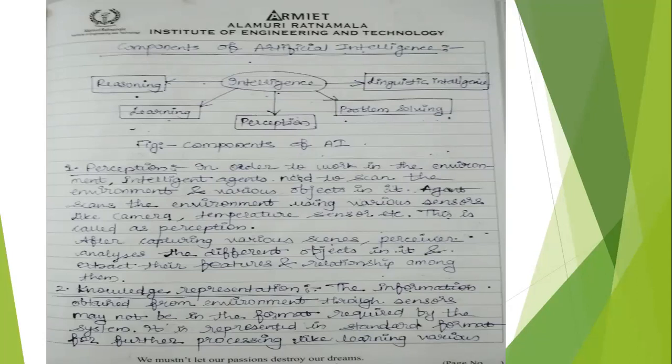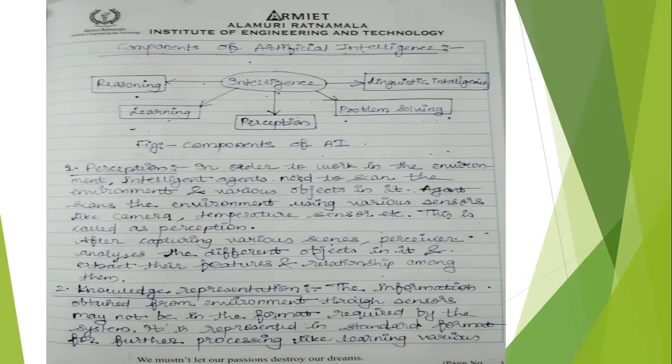Next is knowledge representation. The information obtained from the environment through sensors may not be in the format required by the system. When the information is extracted from the environment, it is not in the particular format which a system can understand. It's raw data. We have to arrange that data and convert it into knowledge by organizing the data. So it is not in the format required by the system.